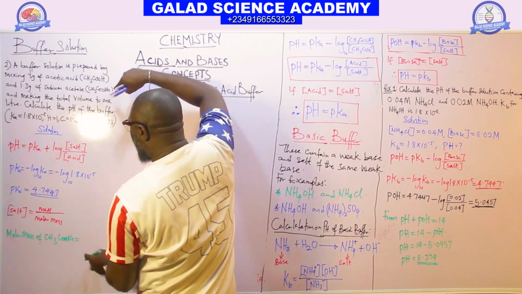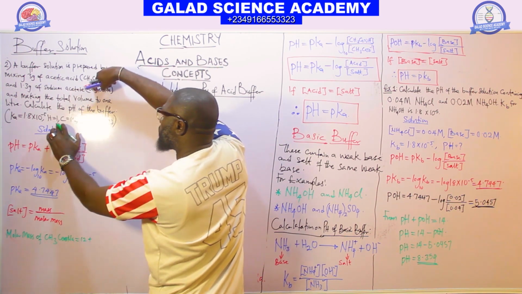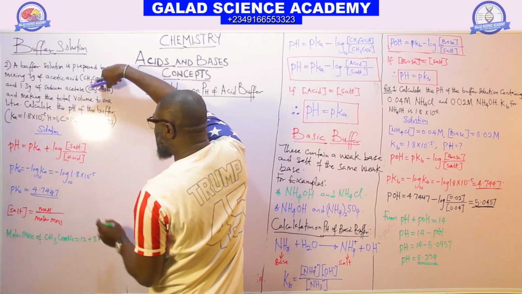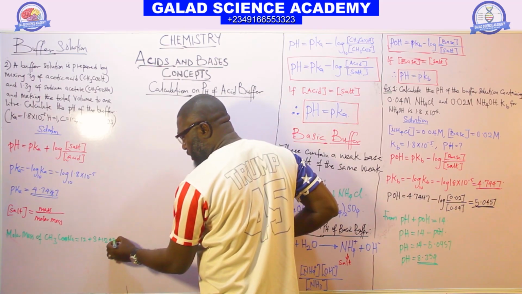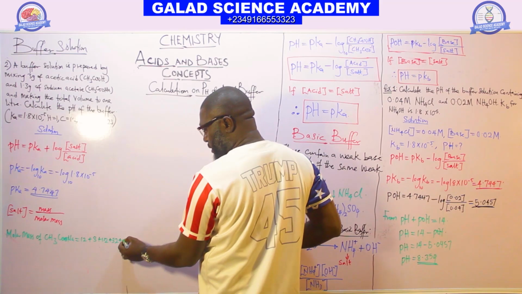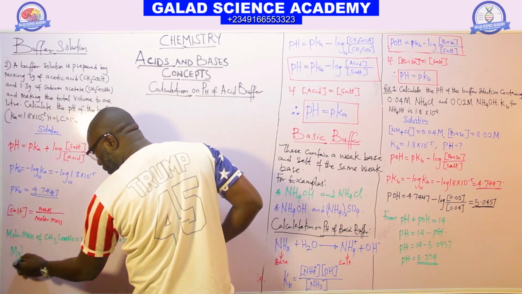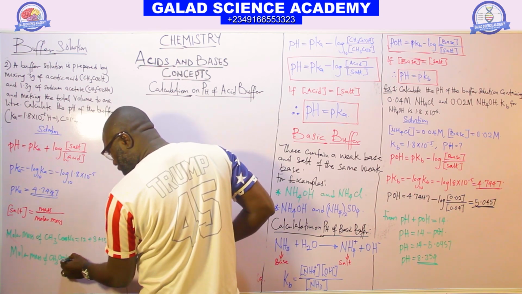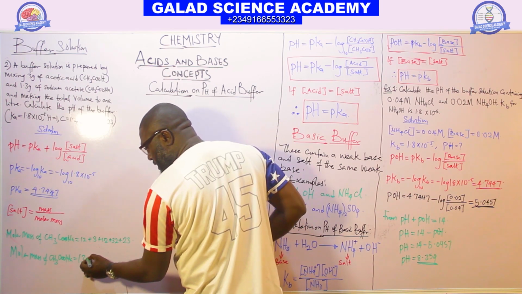So carbon is 12 plus hydrogen 3 times 1, which is 3, plus carbon is also 12, oxygen is 16, 16 times 2 is 32, plus sodium, which is 23. If we add everything together, the molar mass of CH3COONa, sodium acetate, will be equal to 136.